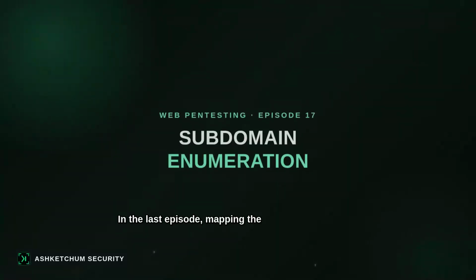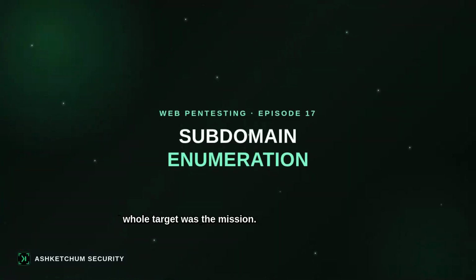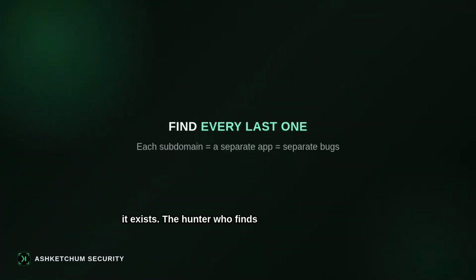In the last episode, mapping the whole target was the mission. This episode, we go deep on the single most important step, finding subdomains. Every subdomain is a separate application on a separate server with its own bugs and its own developers who may have forgotten it exists. The hunter who finds 200 subdomains has 200 targets.